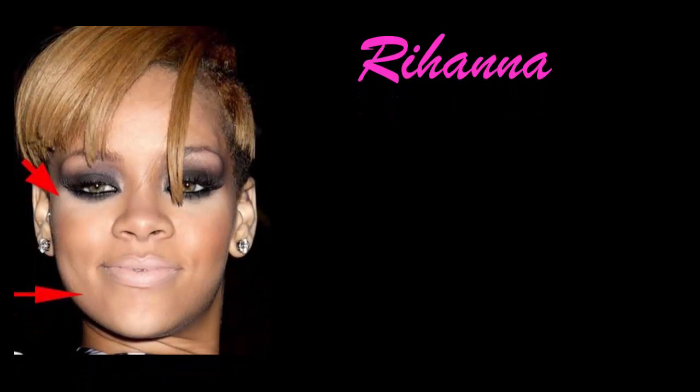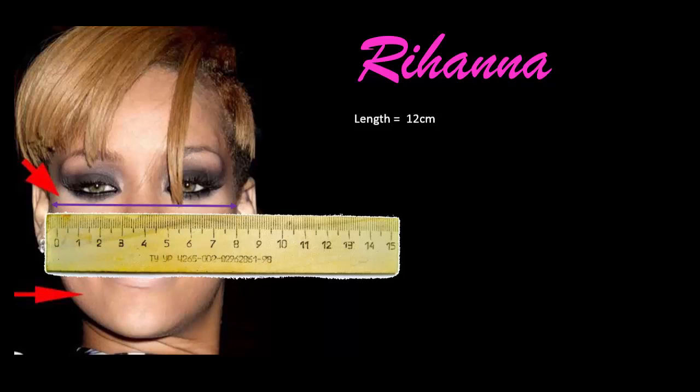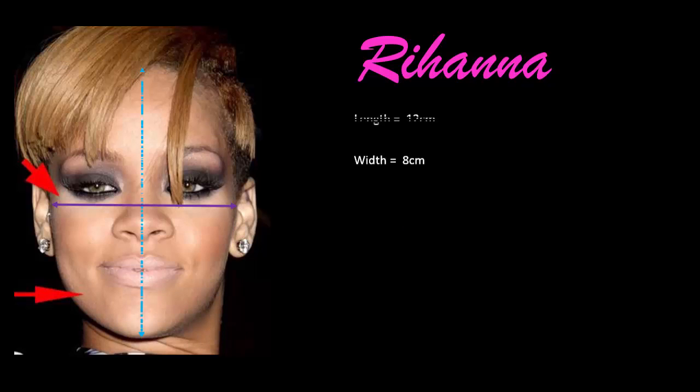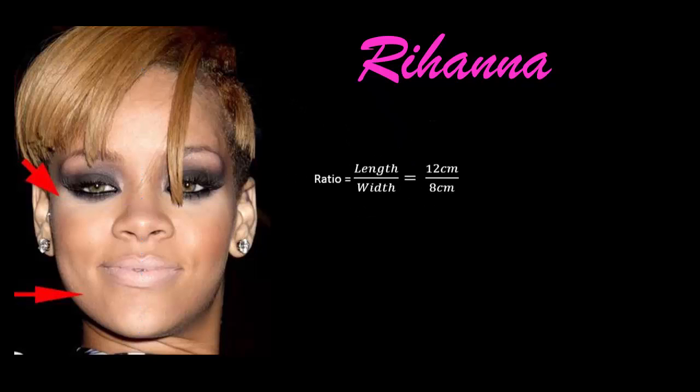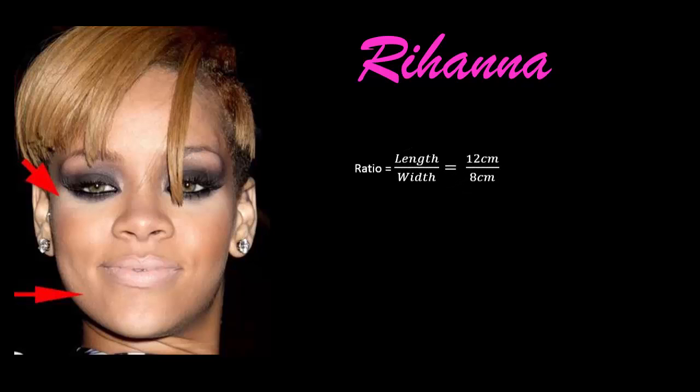Last, we will look at Rihanna. Again, to obtain the length, you want to measure from the hairline to the bottom of the chin. To obtain the width, you want to measure the widest section of the face from ear to ear. As you can see from our measurement, we measured Rihanna's length to be around 12 centimeters. Her width is around 8 centimeters. To obtain her ratio, we will divide the length of her face by the width of her face. Therefore, we will divide 12 centimeters by 8 centimeters. This means that the ratio of her face is about 1.5.